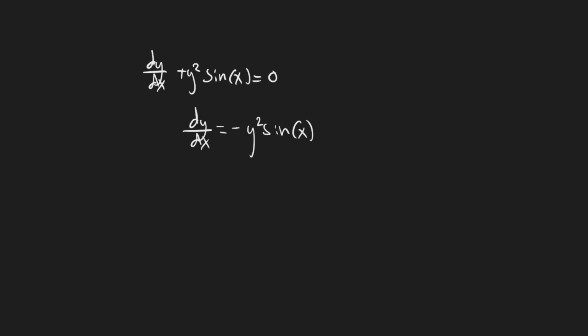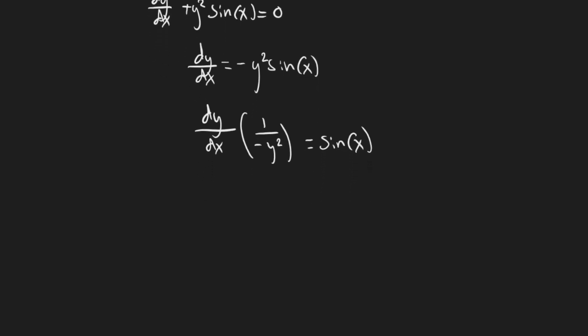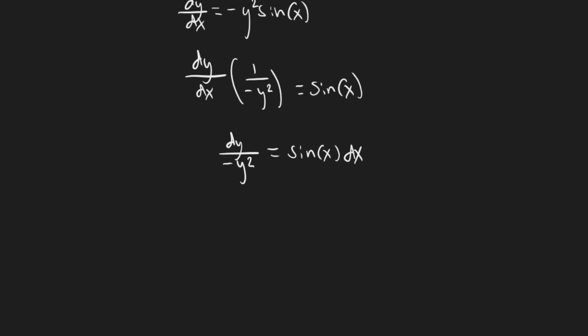Let's group the y's on one side and group the x's on another. So I'm going to divide by negative y squared and multiply by dx. So dy/dx times 1 over negative y squared equals sine of x. Then I'm just going to multiply by dx, which gives us dy over negative y squared equals sine of x dx. All right, as you can see, every y is on one side, every x is on the other, and we have some differentials here, which means integration. So let's integrate with respect to those variables.